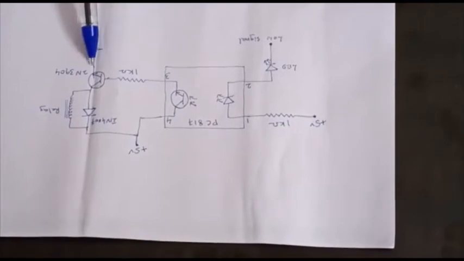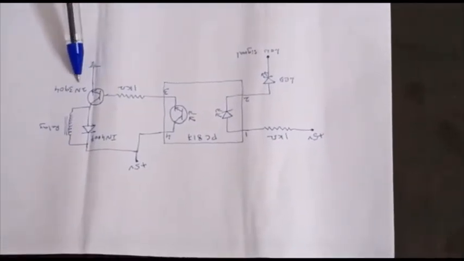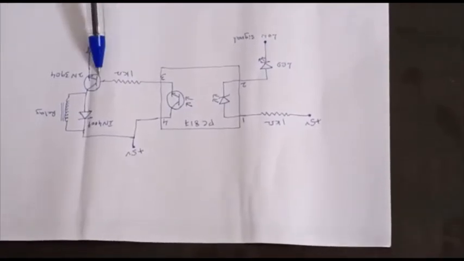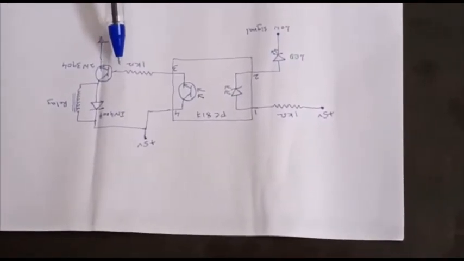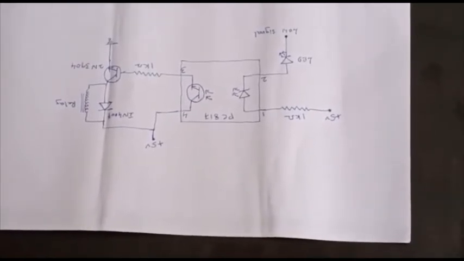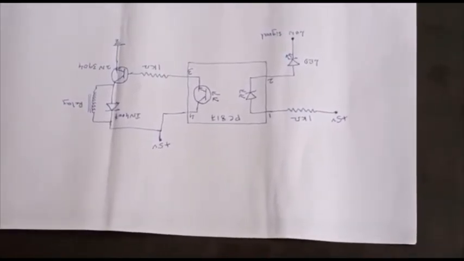Hence, we are using a 2N3904 NPN transistor, which receives the current at its base terminal and drives the relay. Now let us transfer the circuit onto the breadboard.